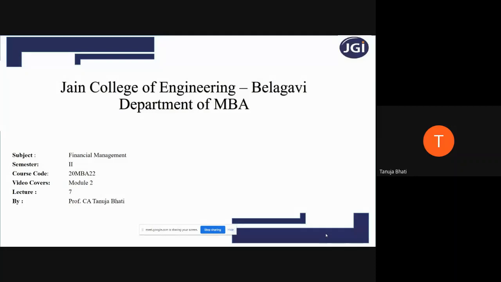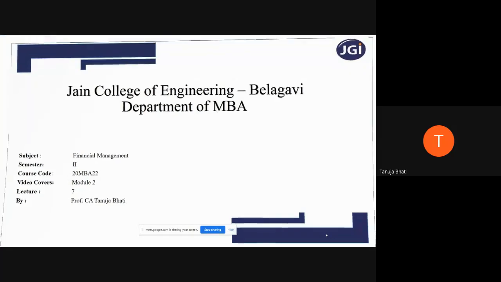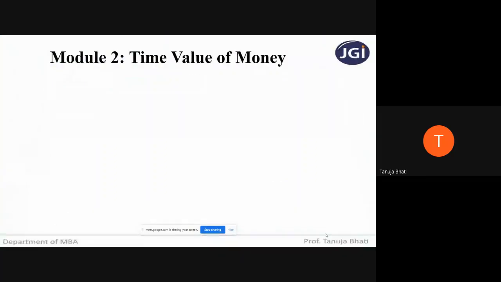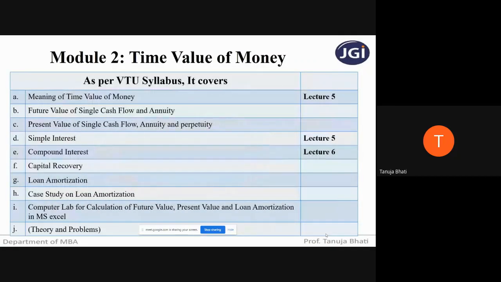Students, welcome to lecture number 7, where we will be covering module number 2 under the subject Financial Management. In module number 2, we are dealing with time value of money, where we have already seen the meaning of time value of money under lecture 5, simple interest and problems on simple interest in lecture number 5, and compound interest and problems on compound interest in lecture number 6.